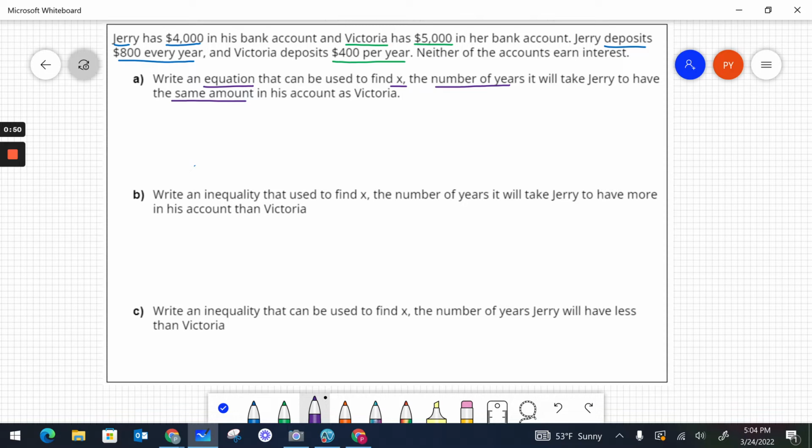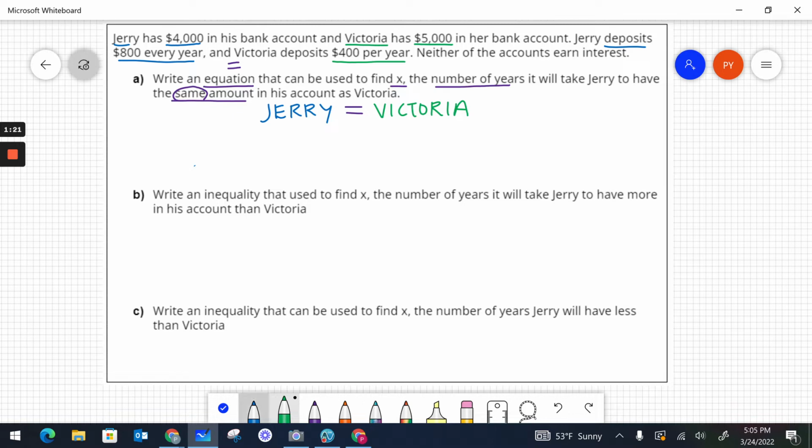Whenever you have to write an equation, you always want to think equal sign, and we want the two things to be the same. So in this case, we want Jerry, for his amount, to be equal to Victoria's amount. So I write this out in words first, so now I know how I want to set up my equation and what I need to look for.